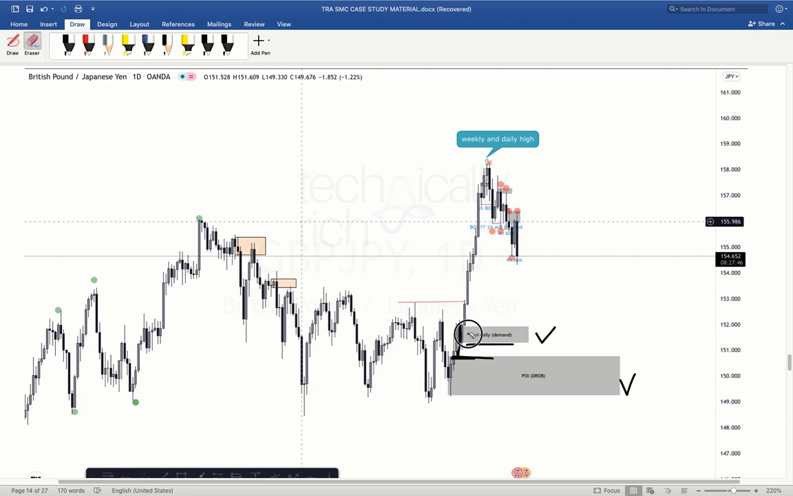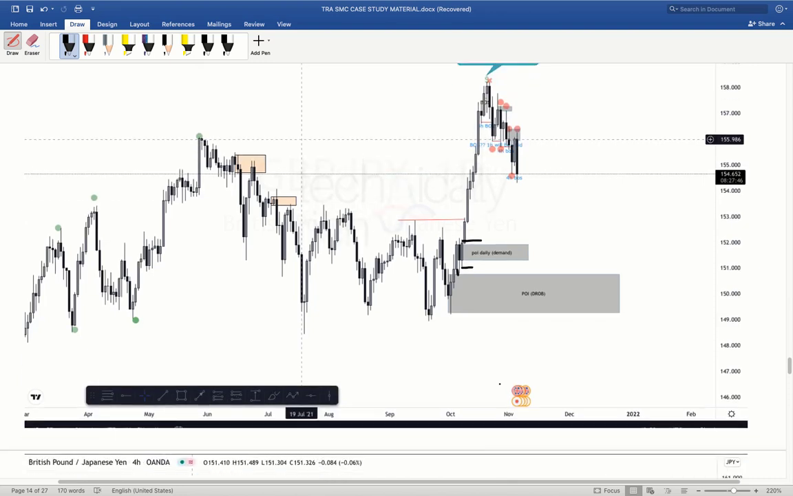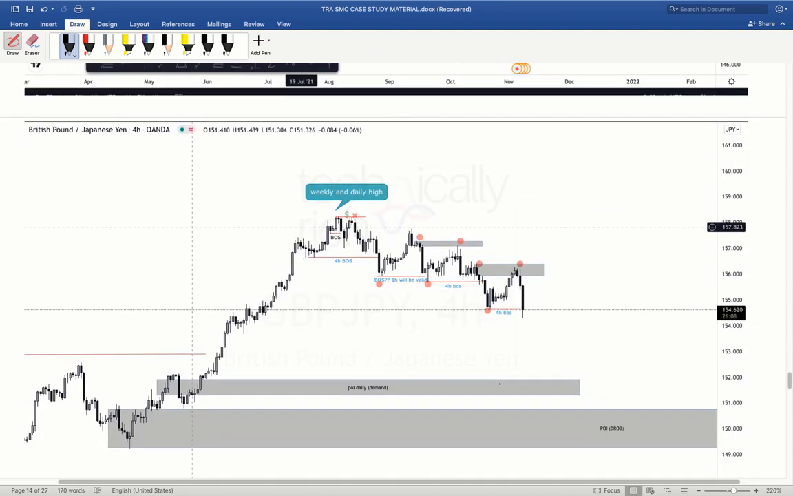That area there, we have a rally base rally as well. So there's a demand level inside there, or you can even take this whole full area as your other block. But we have the demand level there. We have one POI here, one POI here. So let's see where the market actually came to.